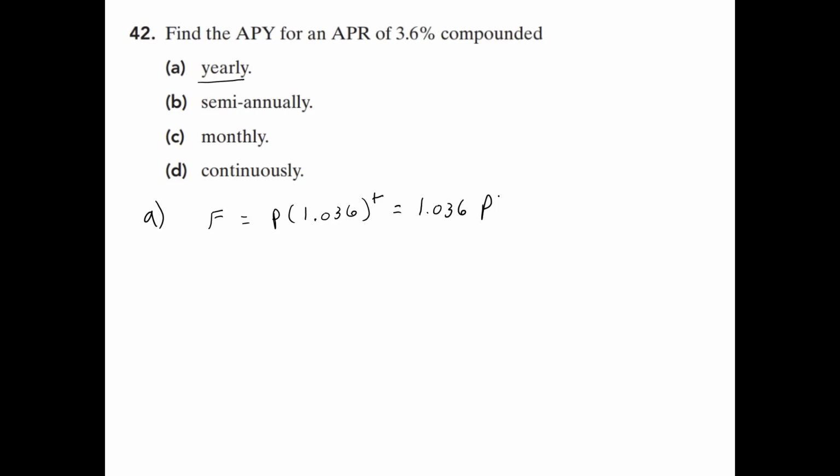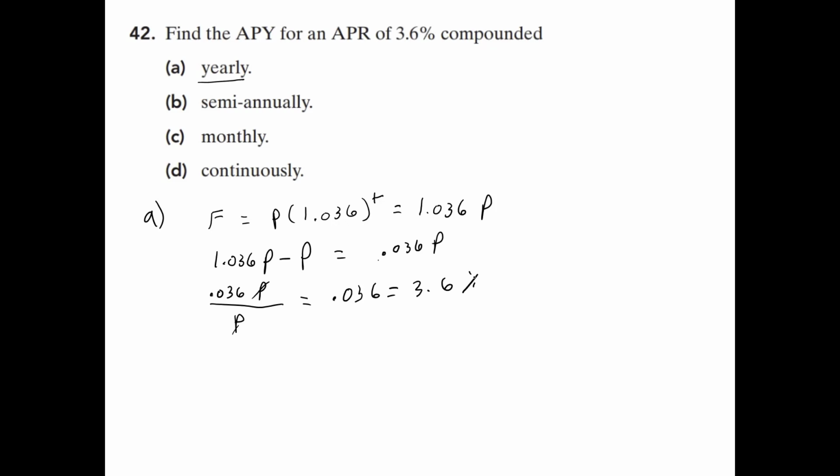Now you went from P to 1.036P. So then what percent increase did you go up by? What we can do is subtract what we started at, which will give us 0.036P. And then we divide that by what we started at, P, and the P's will go away, and you get 0.036, which is 3.6%.